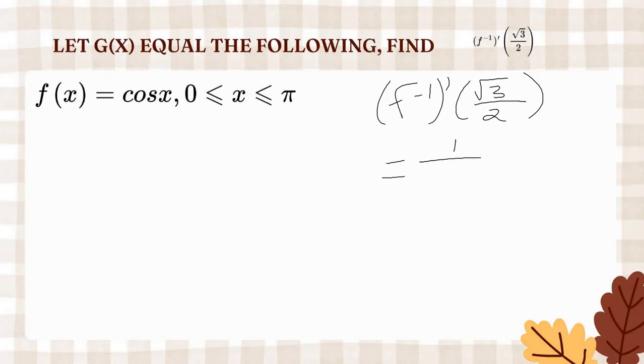So this is going to be 1 over f prime of, am I putting a square root of 3 over 2 there? No, because this is an x value for my inverse, which means that it becomes a y value for my original. So here's where we do a little bit of thinking. Where does cosine of x equal square root of 3 over 2? We should know this one. Pi over 6.